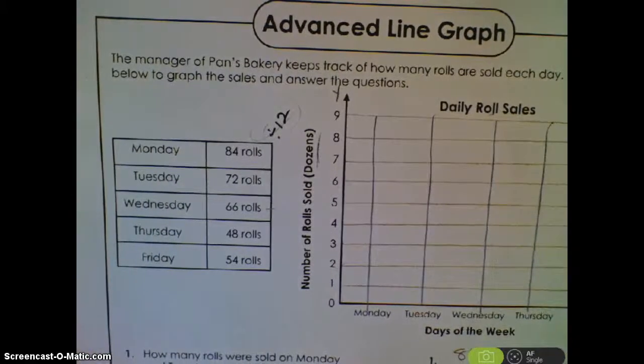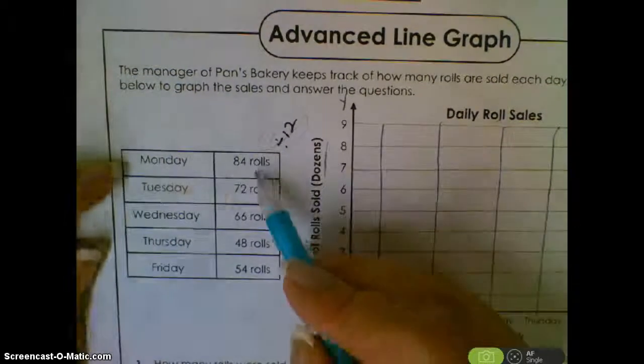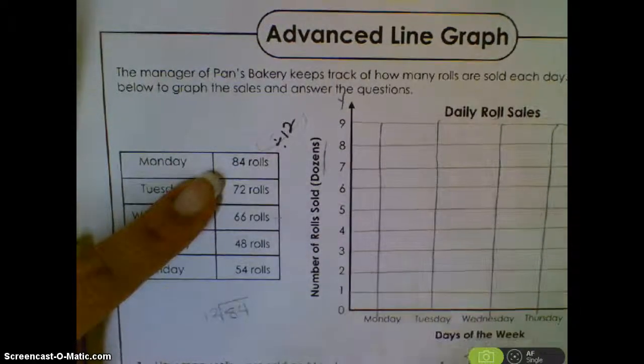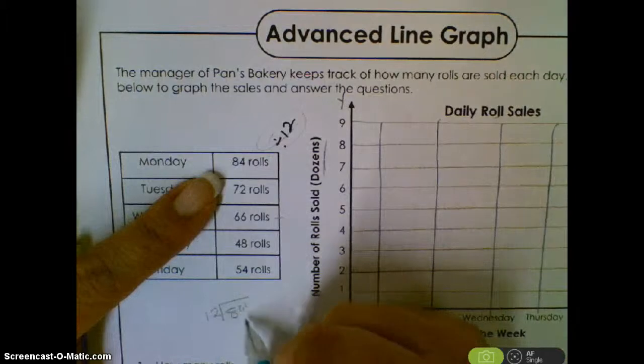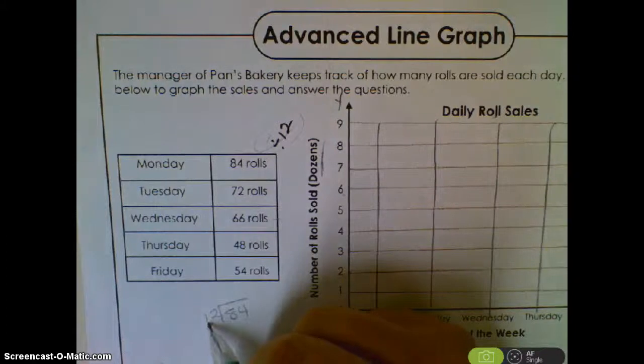Here's where we get into the part for our graph. How many dozen rolls were sold on Monday and Thursday? So on Monday now we need to do some dividing. We're going to do 84 divided by 12 to find Monday. And I don't know my 12's facts very well, but let's see. I know 12 times 5. Well, 12, 24, 48.